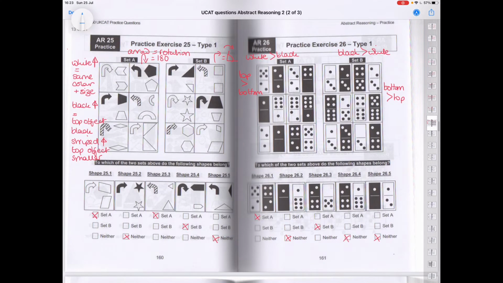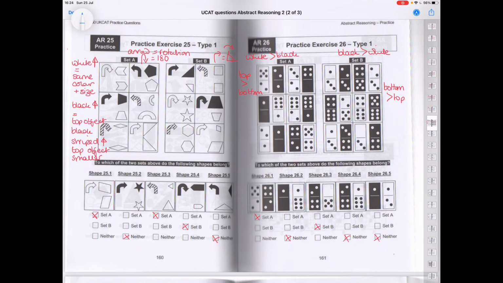In 25, the arrow is dictating what is happening to the shapes that are in the box with it. So if you've got a white arrow in set A, then the shape is the same colour and the same size. The direction of the arrow indicates a rotation, so if the arrow is pointing back on itself as a U-turn, that's 180 degrees. If it's pointing to the side, it's a 90-degree rotation.